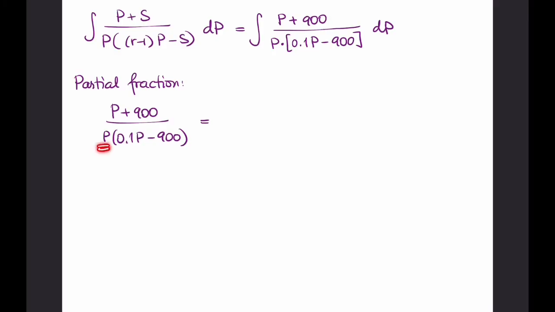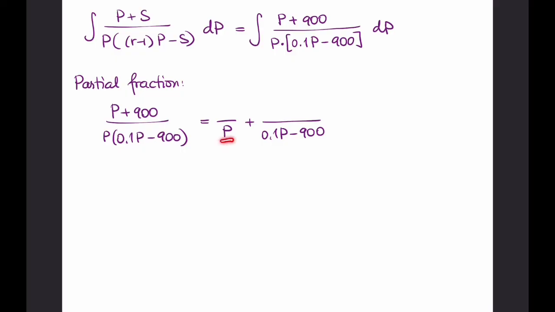But here, my two denominators will be p and 0.1p minus 900. As is usual with real-life applications, sometimes the actual numbers will work out to be kind of ugly. Here you can treat this denominator as is, or you can also factor out 0.1 so that you don't have a coefficient in front of p to work with. Both of them should end up with the exact same final answer and approach.